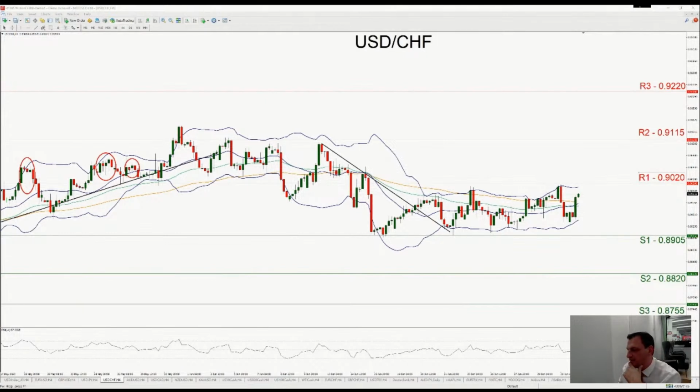We note that should the bulls take over, we may see the price action rising, breaking the R1 0.9020 and start aiming for the R2 0.9115. On the other hand, should the bears take over, we may see the price action dropping, breaking the S1 0.8905 and start aiming for 0.8820.